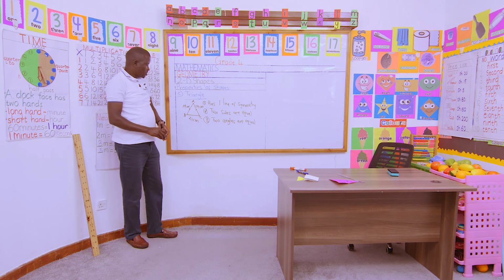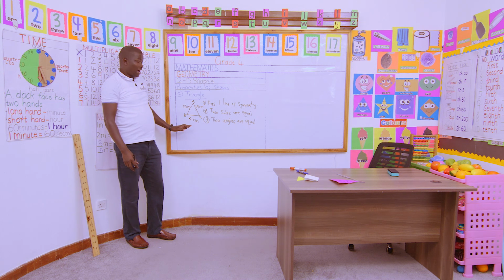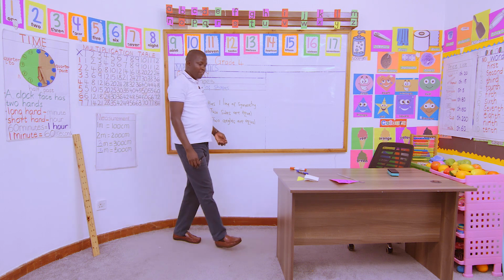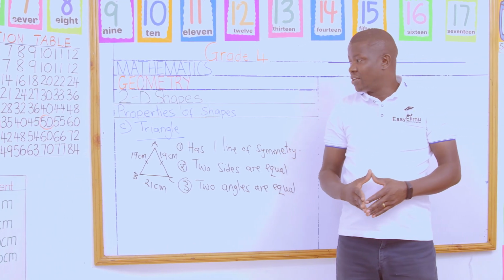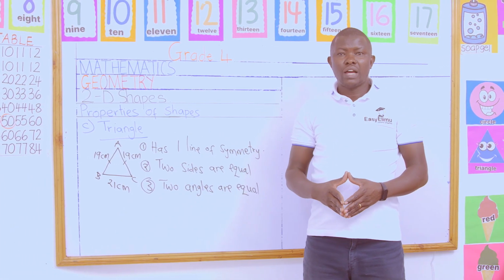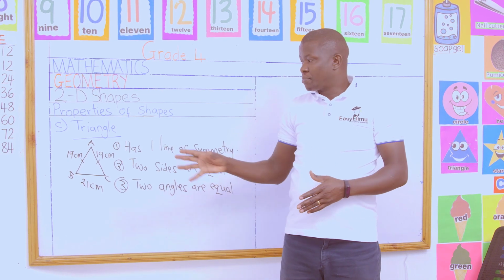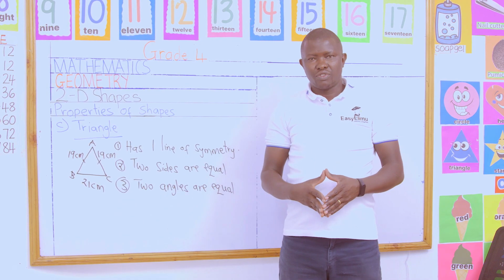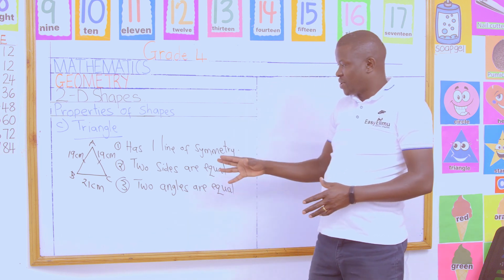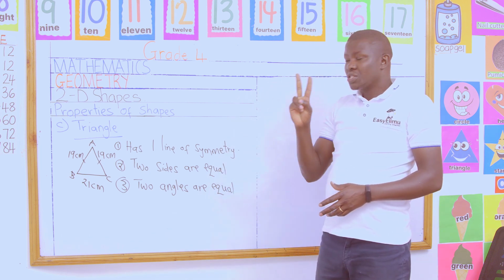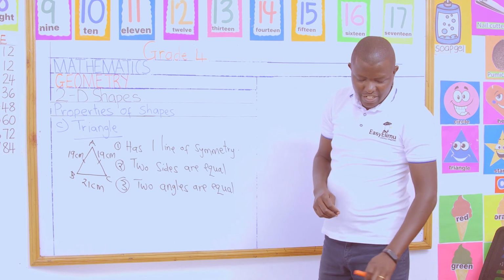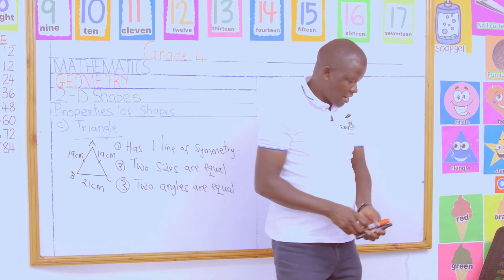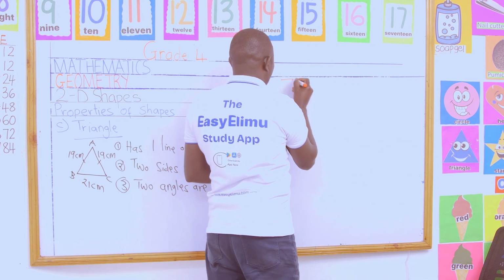Those are the three properties of this triangle that we have observed. Learners, in our higher class, we'll learn of other types of triangles, and we'll also look into other deeper properties of those types of triangle. But for now, we have this one that has one line of symmetry, two sides are equal, and two angles are equal. Let us try to solve the following task.